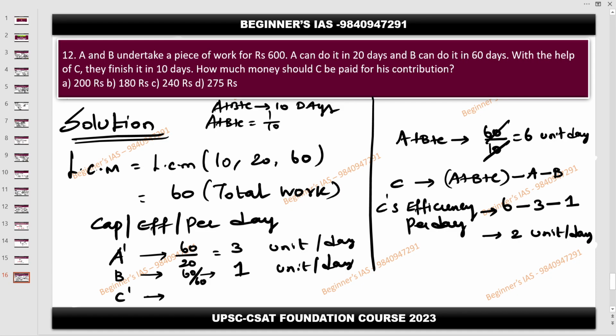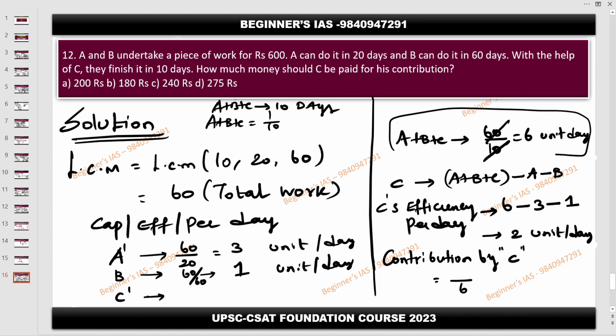If C is having 2 units per day, so what is the total contribution by C? Listen, in a day. What is the total work? 6 units in a day. Understood? In a day, 6 units of work. What is the contribution by C? C is completing 2 units. So the work done by C is nothing but 1 by 3 part. So for this much of the part he needs to be paid.